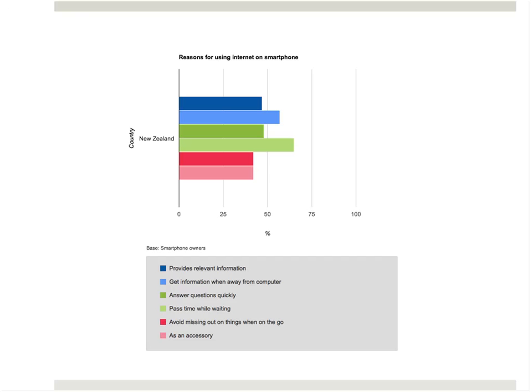Interesting data on why people are using the internet on their smartphone. The most common reason is to pass time while they're waiting. This is very recent New Zealand data. And the next one is to get information. The next two are around relevant information, actually. So people are wanting information.